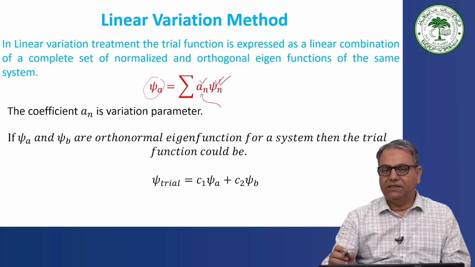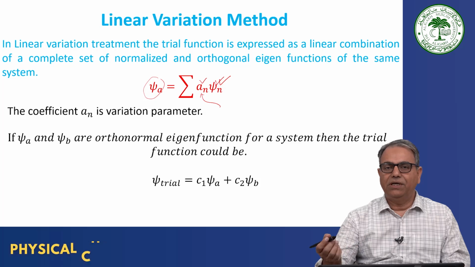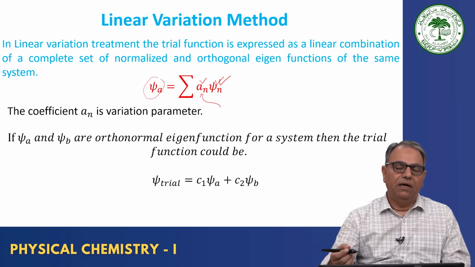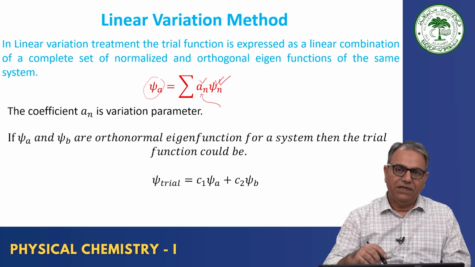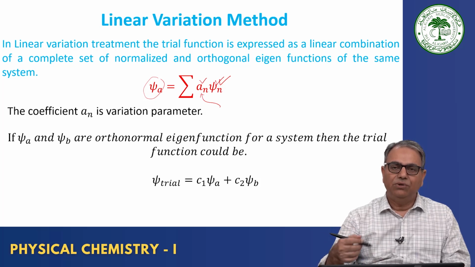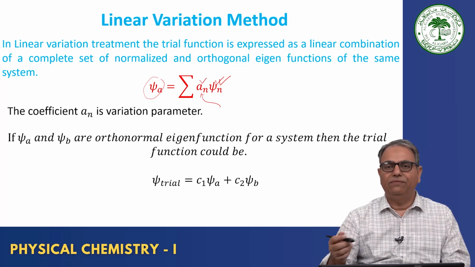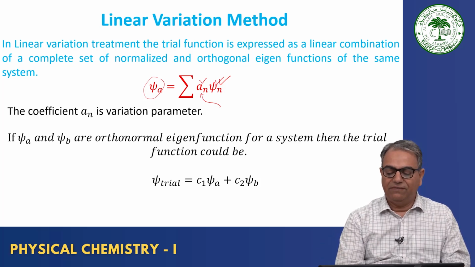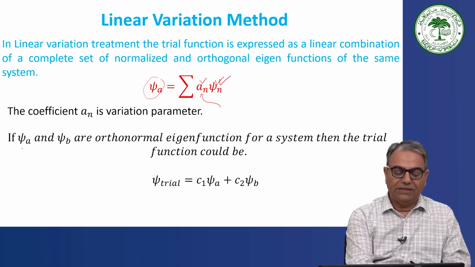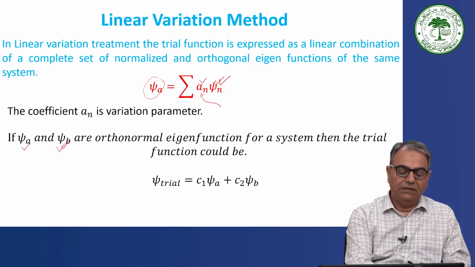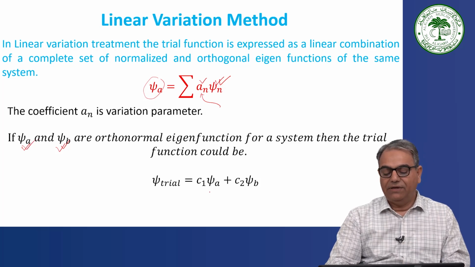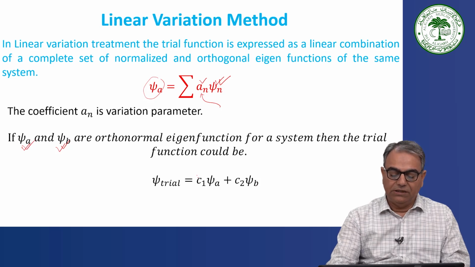In the previous variation treatment, we just guessed a trial function from nowhere, very arbitrarily, just looking at the boundary condition. But here we have some idea about the contribution to the system by some functions, and then we linearly combine those functions to give a trial function. So if you have a system where there's a role of psi a and psi b, then psi trial we can write as C1 psi a plus C2 psi b. Now what does it mean? It means C1 and C2 are the variation parameters here.